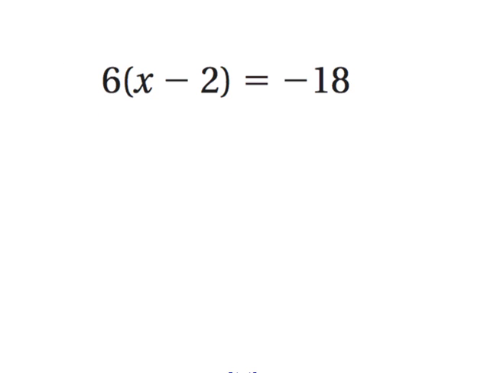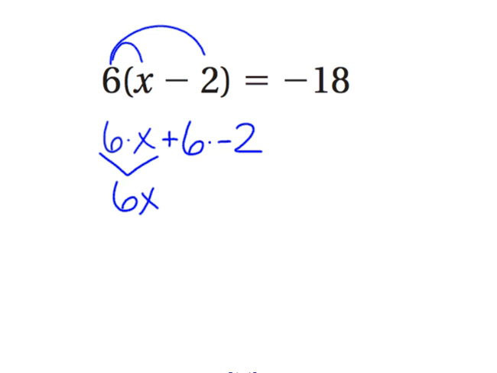Okay, next we have some equations with some parentheses. So this is where we want to use distribution to first expand that expression, and then it will look kind of like the two-step equations we were just working on. So if I have 6 groups of x minus 2, that's going to be 6 groups of x, which is the same as 6 times x, and then plus 6 times negative 2. When I combine these, that would be 6x plus negative 12, which is the same as 6x minus 12, and that's still equal to negative 18.